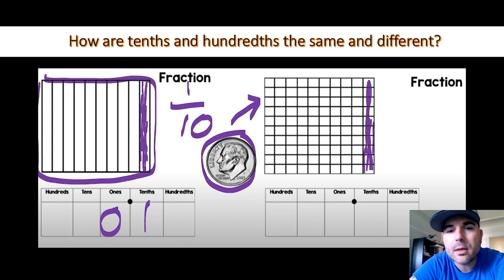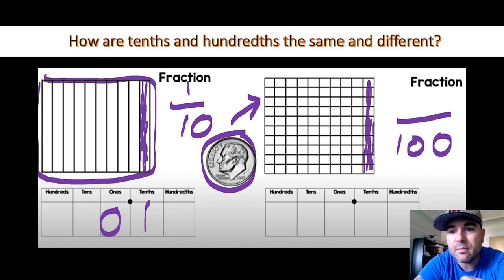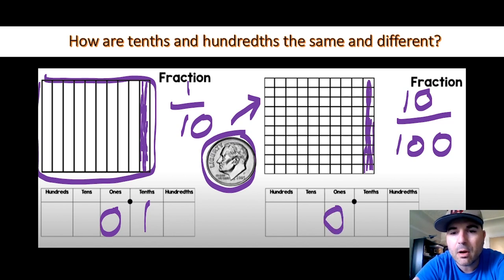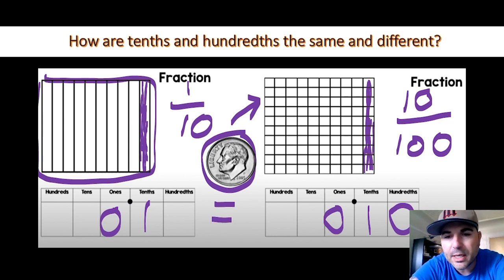When I want to write 1/10 on my hundredths side, I look at my decimal grid and I say, I had 100 little squares of equal size. I have 10 of those shaded in. If I want to write it using a decimal, I have 0 whole decimal grids shaded in, but I have 10 hundredths. Although they look different, both of these are equal.